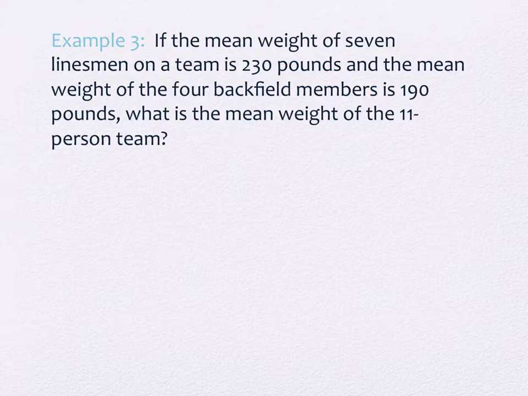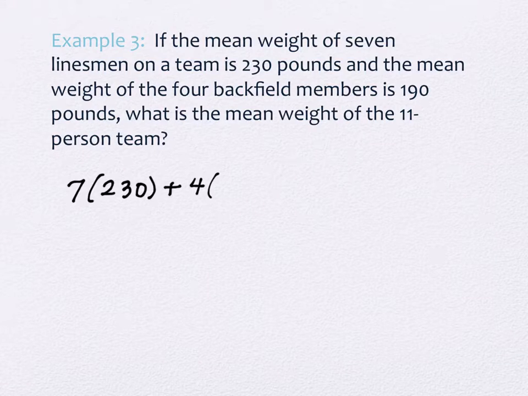But take a look at what's happening. It says that the mean of the 7 linesmen is 230 pounds. So we have 7 people who on average weigh 230 pounds. How can I find out how much they weigh all together? Multiply those. So I could take my 7 and multiply it by the 230, and that's 7 of my players. But I have some more players. I have the lightweights, right? How many of them do I have? I have 4 of them, and how much do they each weigh on average? 190. Pretty good so far.